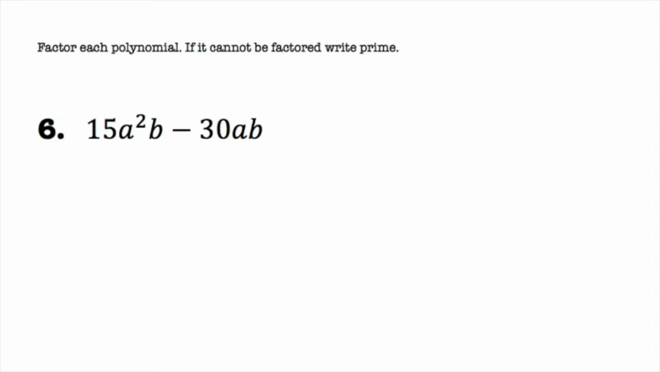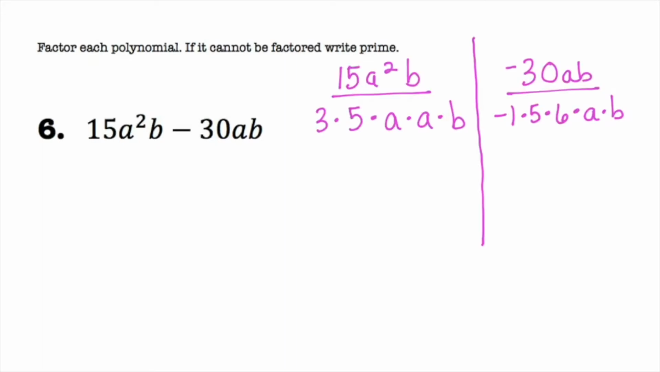All right, so for number 6, we're going to do the same thing. What multiplies to be 15a squared b and -30ab. So on the left-hand side, you've got 3 times 5 times a times b. A times a will give you that a squared. And on the right-hand side, we've got to have that -1 in order to get -30. So -1 times 5 times 6 times a times b.